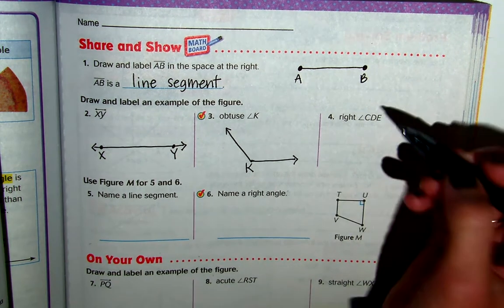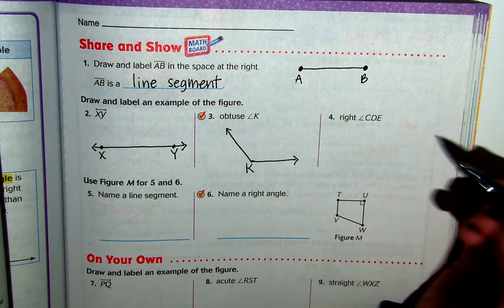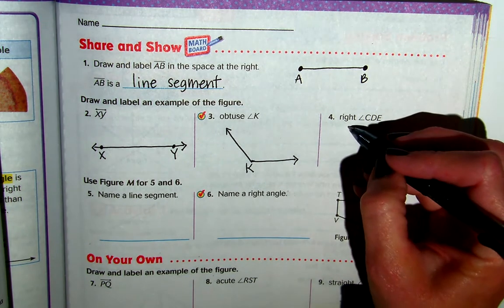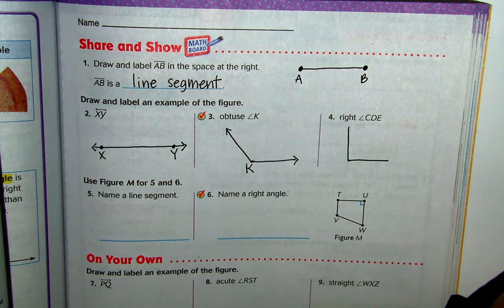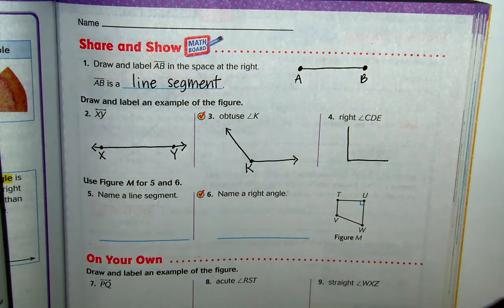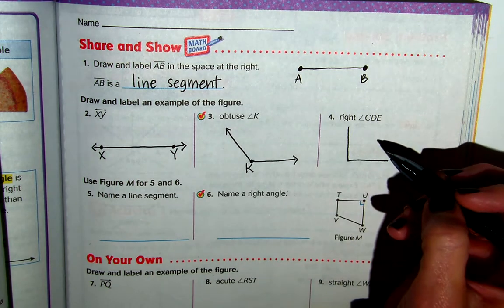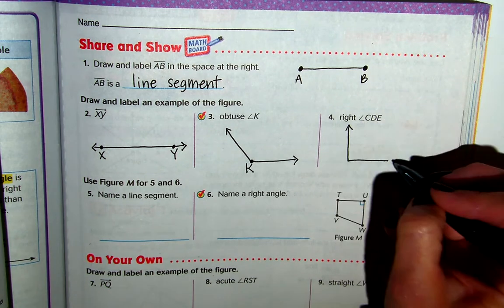Right angle CDE. And when I draw a right angle, it's just easy for me just to do an L. Just do it very carefully so that I see that both of those are straight. I got to put my end point there. And then I'm going to put an arrow on the end.